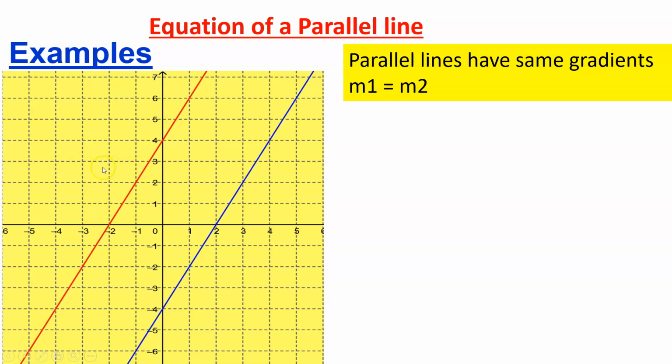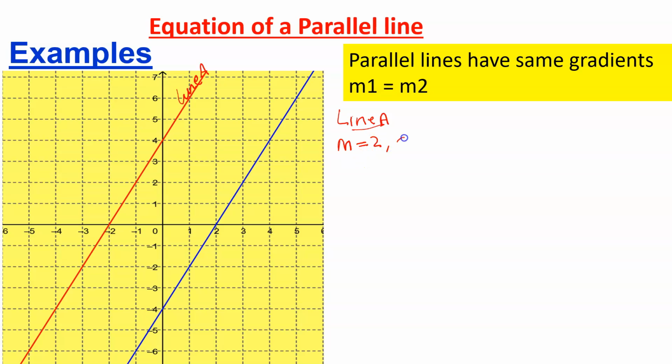Let us find the 2 equations and see. Actually, let us find the m first. So this one, for example, what is this m? If I move one step, I need to take 2 steps up. So let's call the red line, line A. Line A, I mean this one, that's line A. For line A, the m is 2.